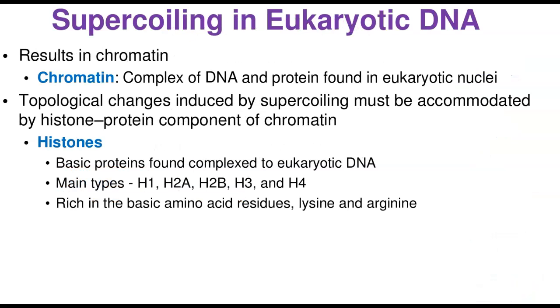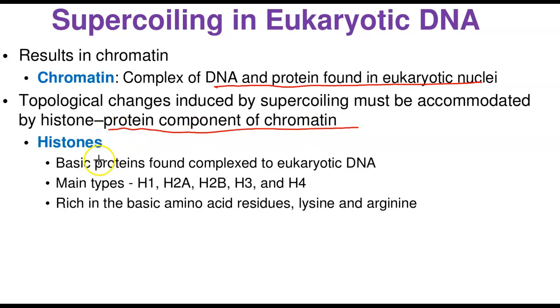All right. So supercoiling in eukaryotic DNA now results in an even larger quaternary structure. In this place, it results in what is called a chromatin. A chromatin is a complex of DNA and proteins. Most of these proteins, we call them the histones in eukaryotic nuclei. Here, topological changes are induced by supercoiling that must be accommodated by a protein. We call them the histone proteins.